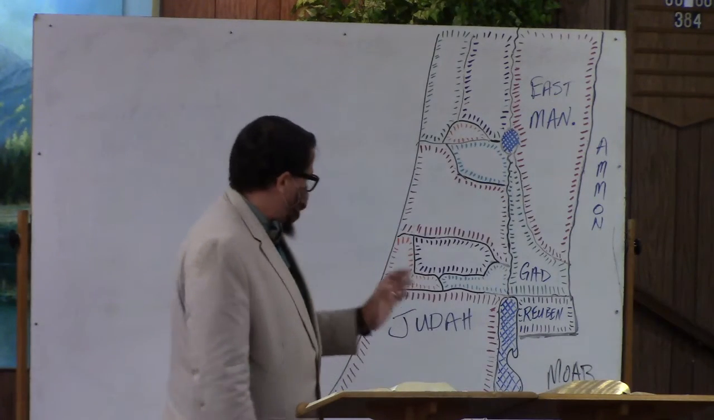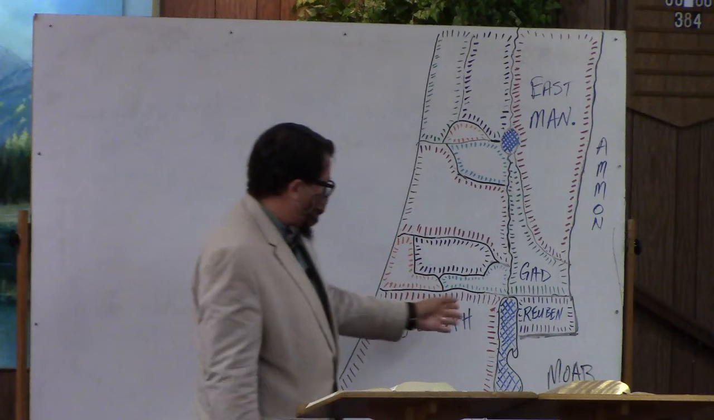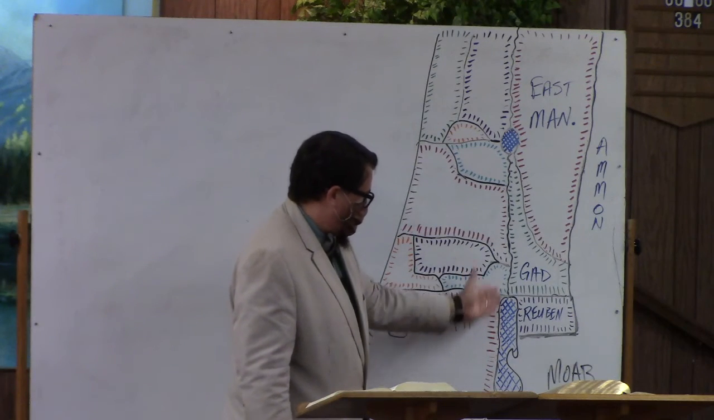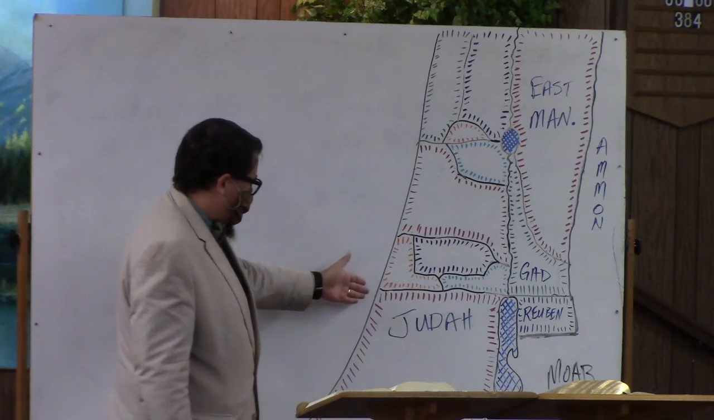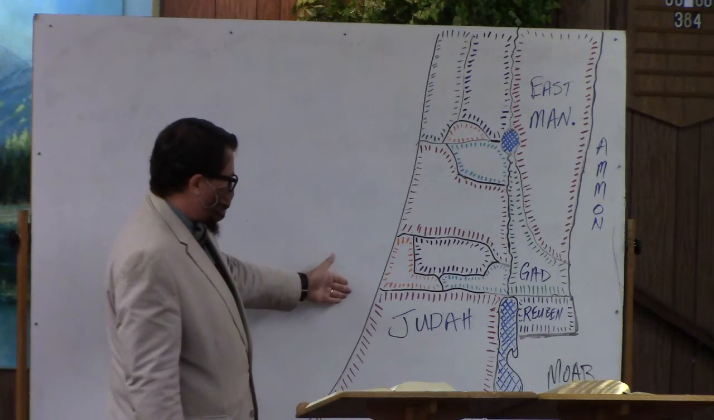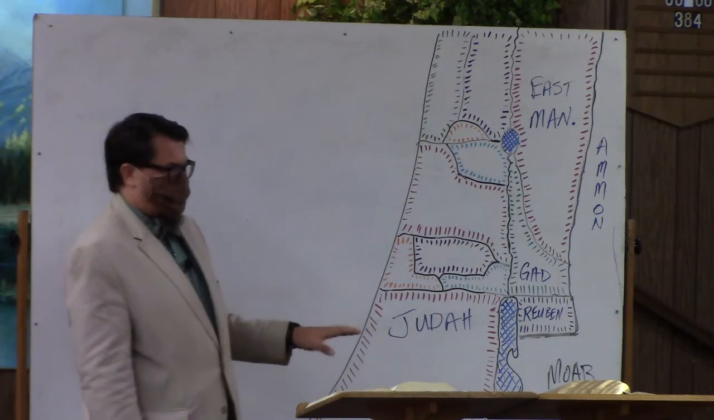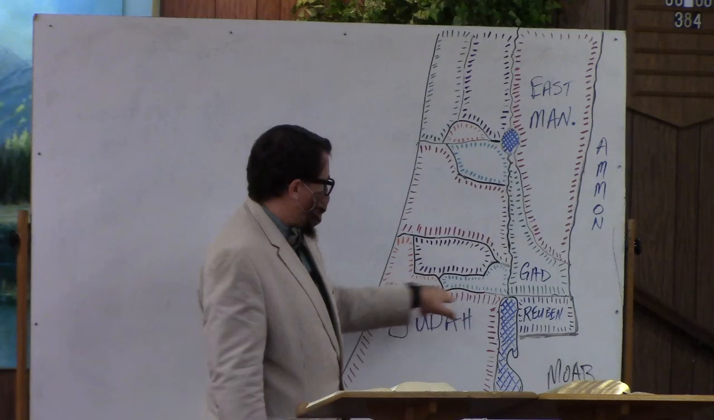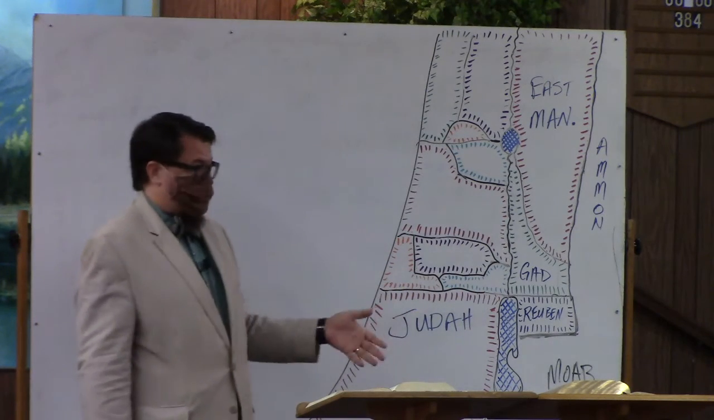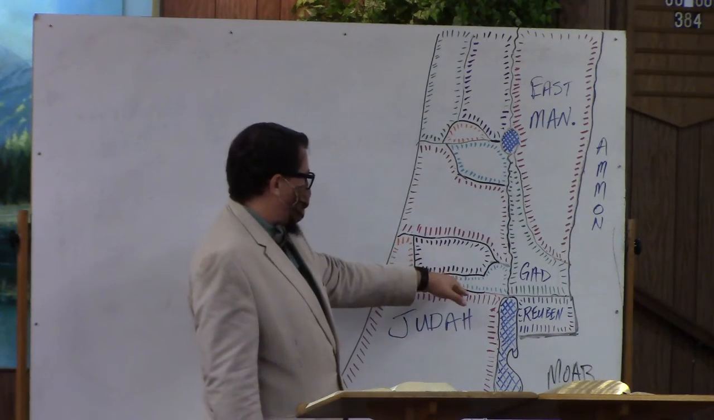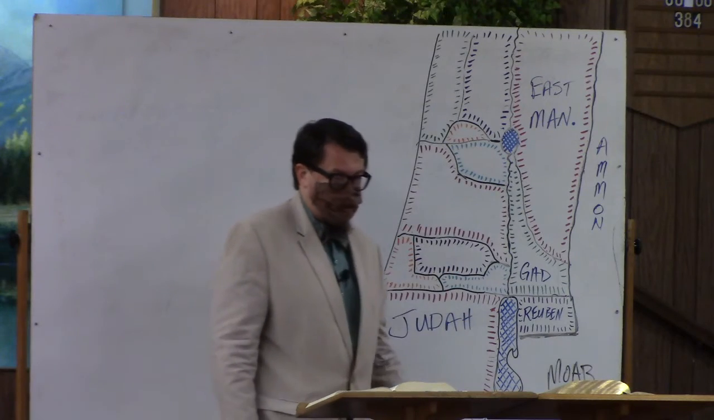All right, so we've got two boundaries that are really, really simple. On the east side, it's just the Salt Sea. On the west side, it's just the Great Sea. Easily the most complex boundary is the northern boundary, because as we will learn, Judah butts up against two of the other tribes.